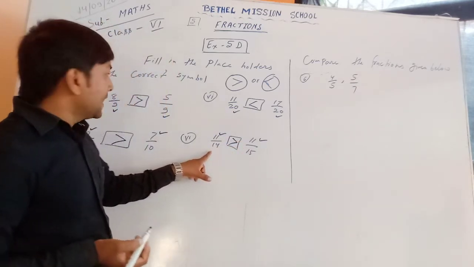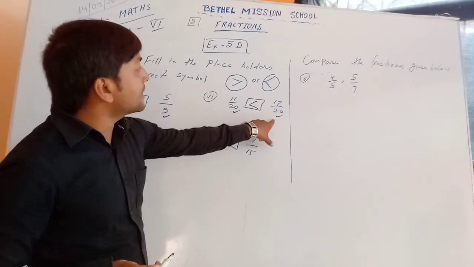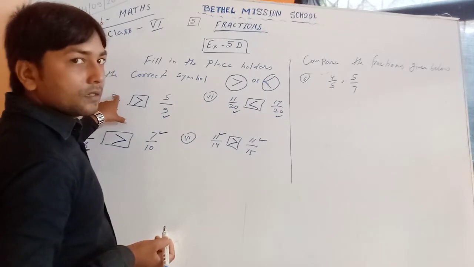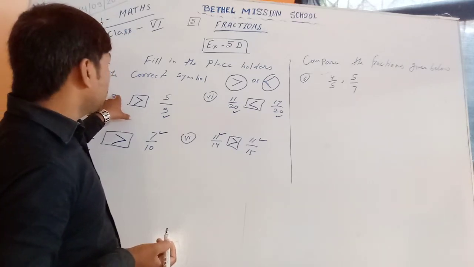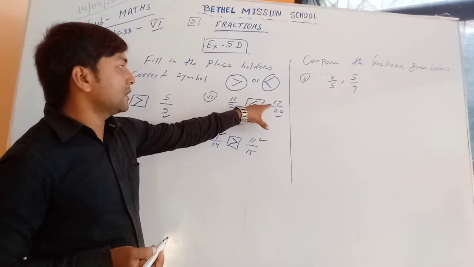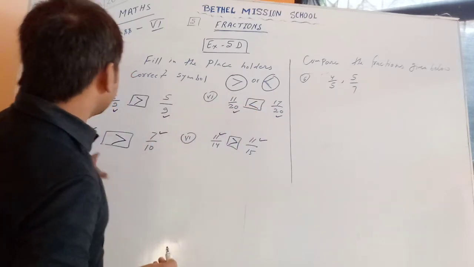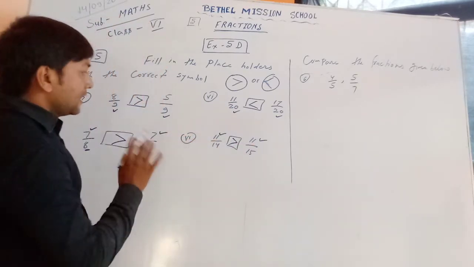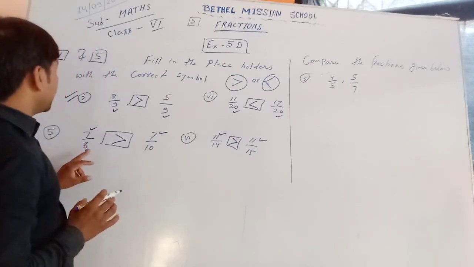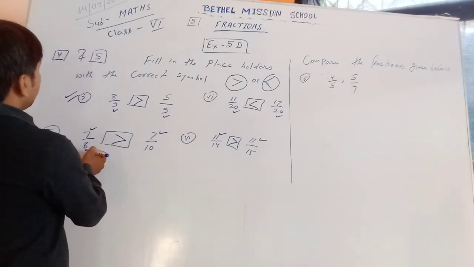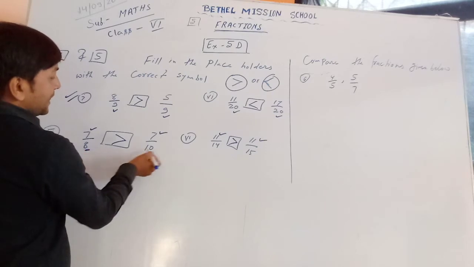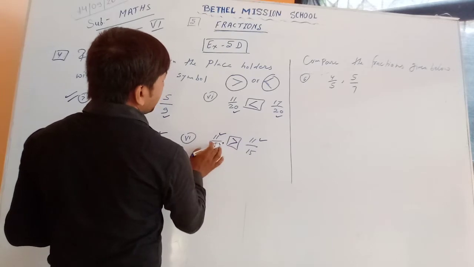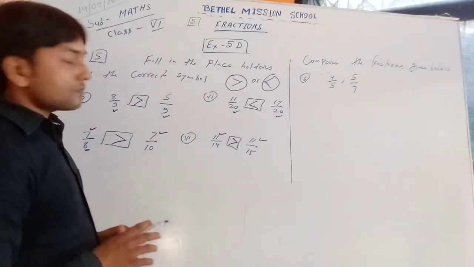Once again I repeat, if the denominators are equal, then the fraction with the greater numerator will be greater. Here 17 is greater, so this will be the greater. And just opposite, if the numerators are equal, 7 and 7, 11 and 11, then the fraction with the smaller denominator will be greater. 8 is smaller than 10, so 8 will be greater. 14 is smaller than 15, so this fraction will be the greater.